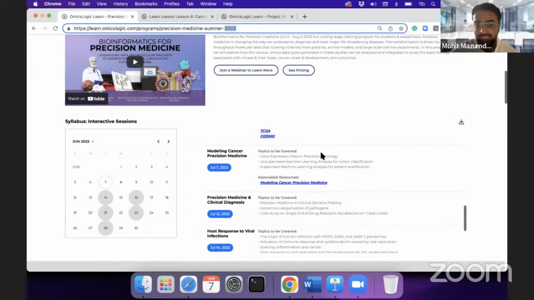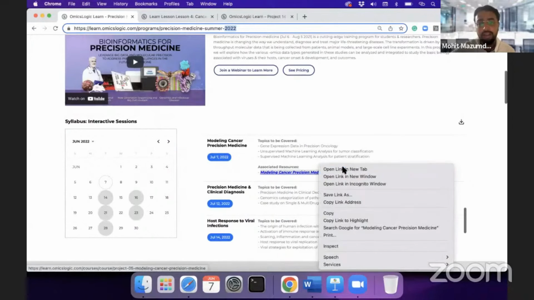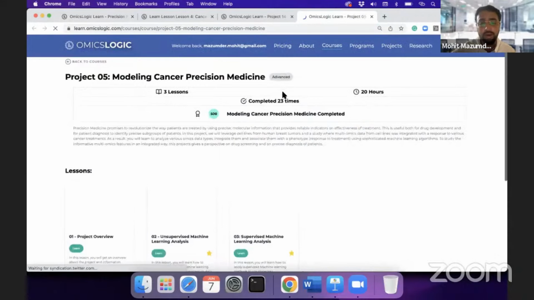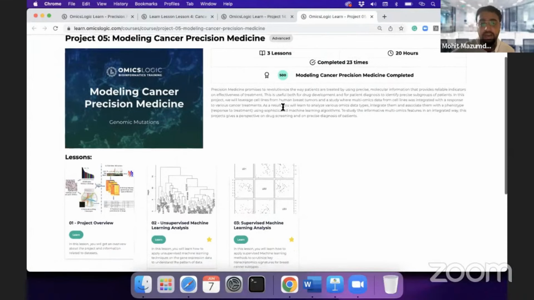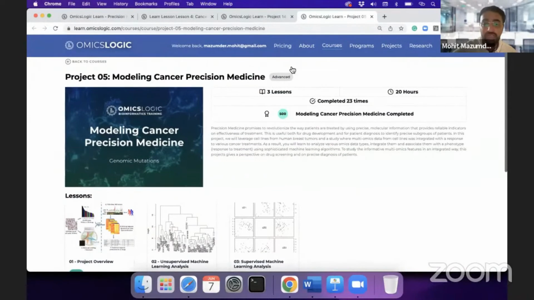The next session is again a case study on modeling cancer precision medicine, where we will be taking you through this project. You can obviously take a look at this link also. So this project tells about breast cancer data again, and finding genomic mutations and understanding how different types of responses to treatments are integrated with different types of omics data. So this will include machine learning as well as use of omics data and integrating the drug response, so that you understand how this is applied in precision medicine, which is very relevant to the program.